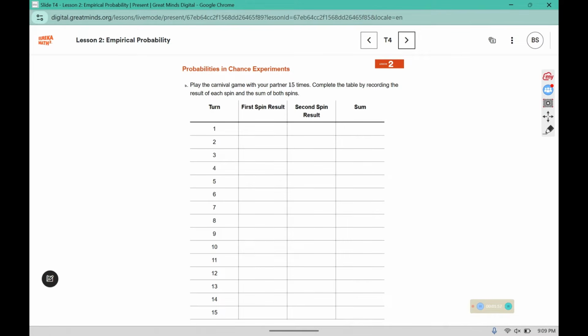It says, play the carnival game with your partner 15 times. Complete the table by recording the result of each spin and the sum of both spins.